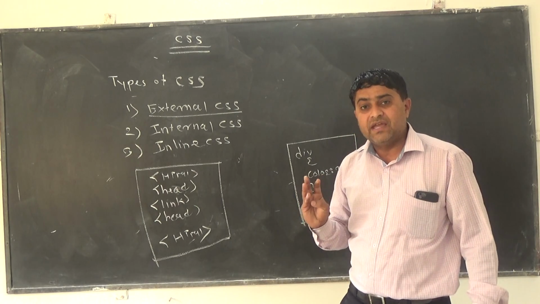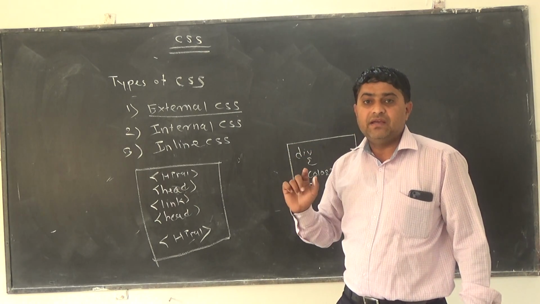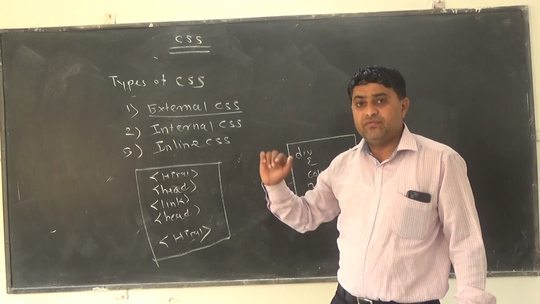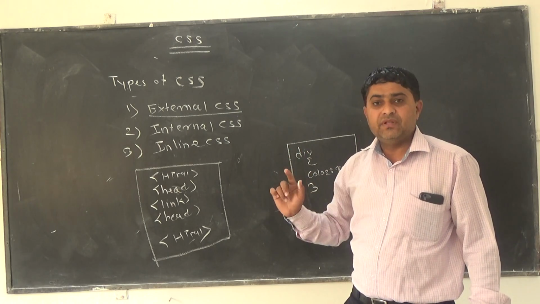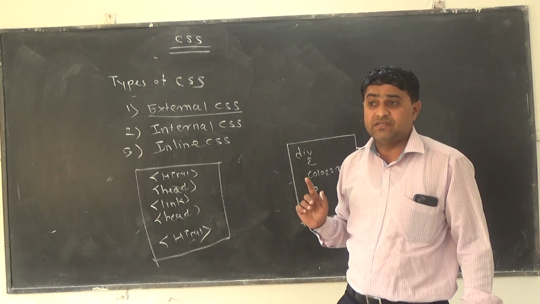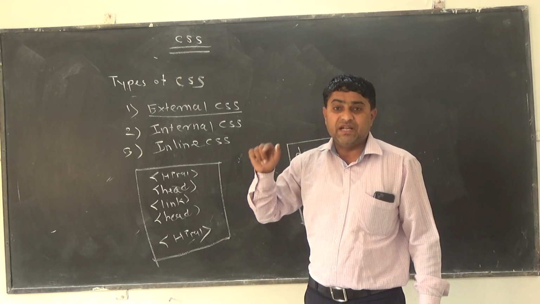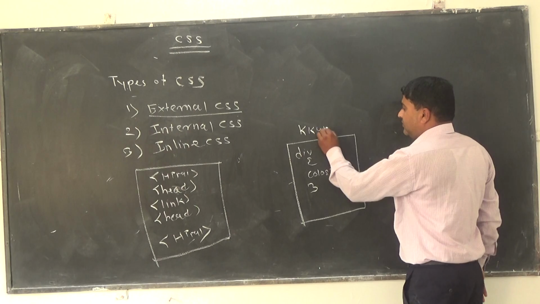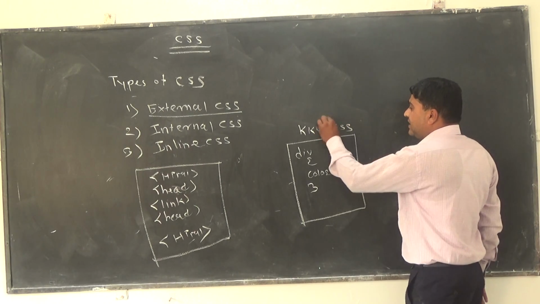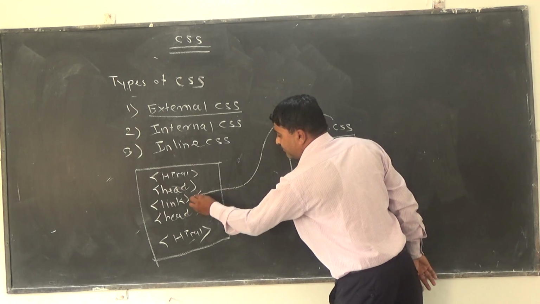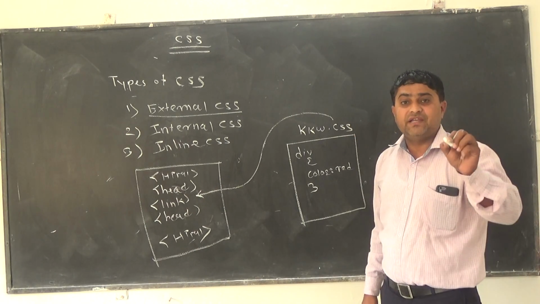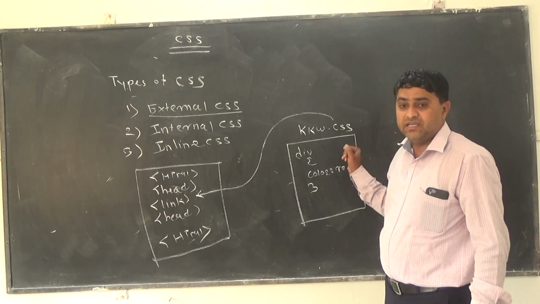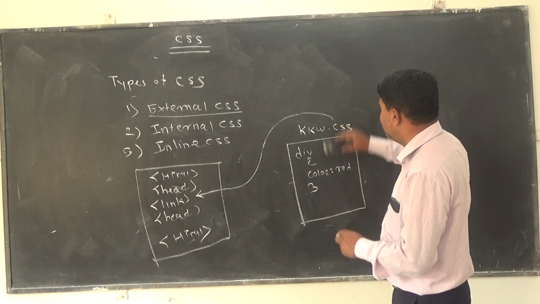The syntax of the link element is link rel, which means relation, next type, that is txt slash css, and the reference href, which means that we give the reference of this file. For example, this is kkw.css, so we give the reference of this file here, that is the href kkw.css.